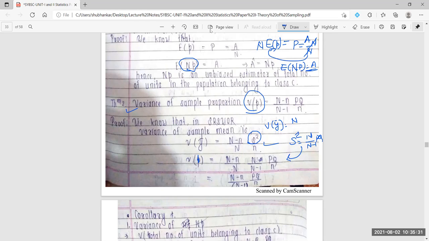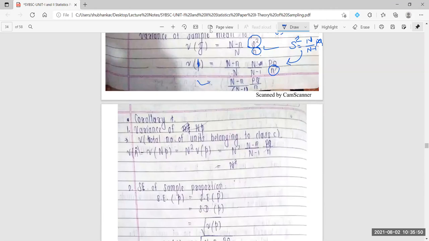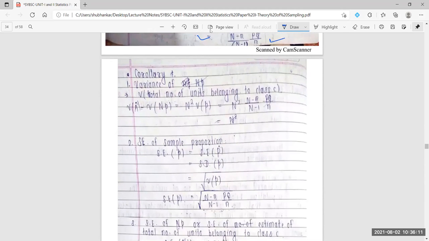So variance of p is equal to capital N minus n divided by capital N, taken out as it is here. Again, capital N divided by capital N minus 1 into PQ, and divided by small n, taken as it is here. By simplification of steps, you can rewrite it as capital N minus n divided by capital N minus 1, PQ divided by n. This is the variance of the population proportion.